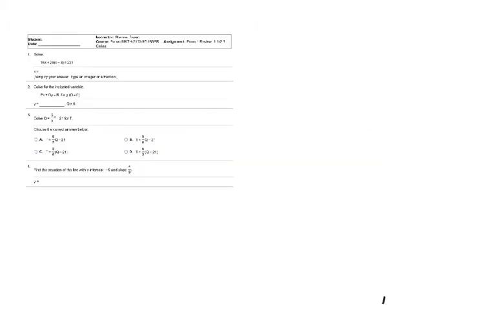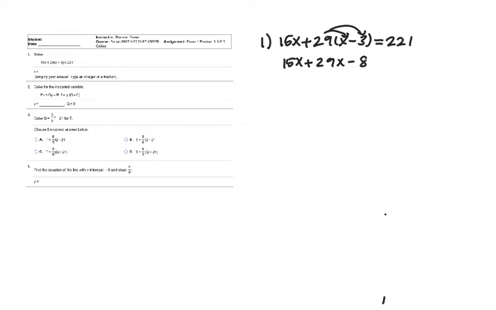Okay, number 1 says to solve 15x plus 29 times x minus 3 equals 221. Okay, so here we want to distribute the 29. We have 15x plus 29x minus 87 equals 221.